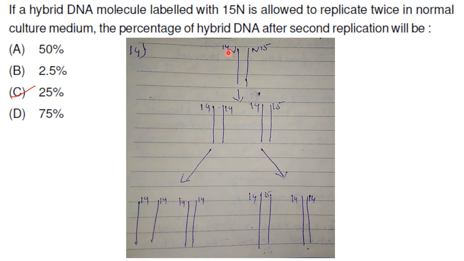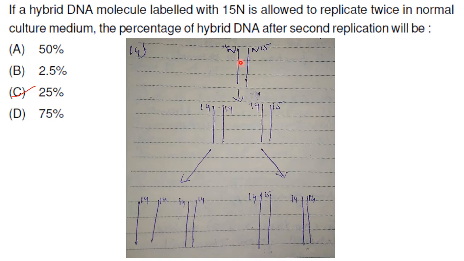So I have labeled the other strand with N14. That is a hybrid DNA molecule. It is allowed to replicate twice in normal culture medium. So this is the first round of replication and this is the second round of replication. What will be the percentage of hybrid DNA after the second round of replication?